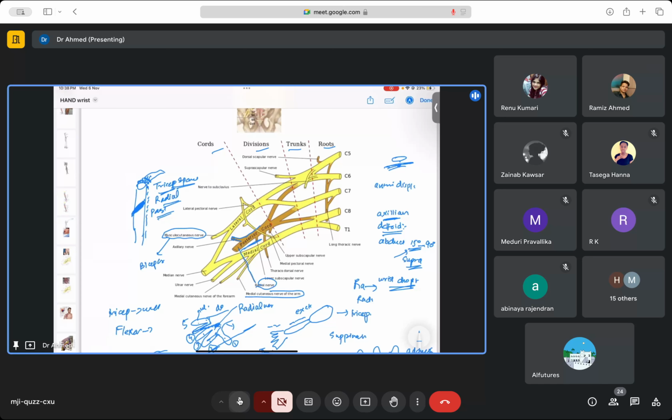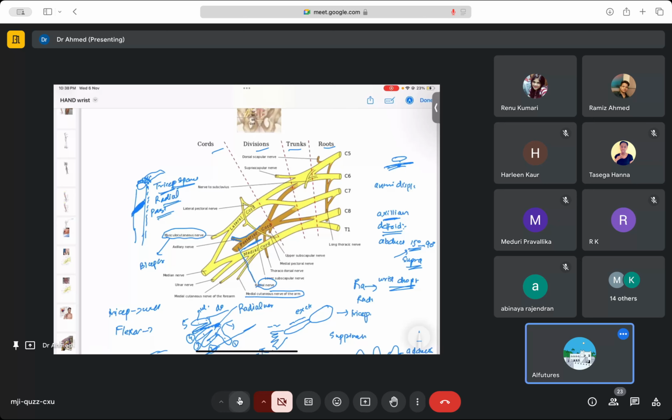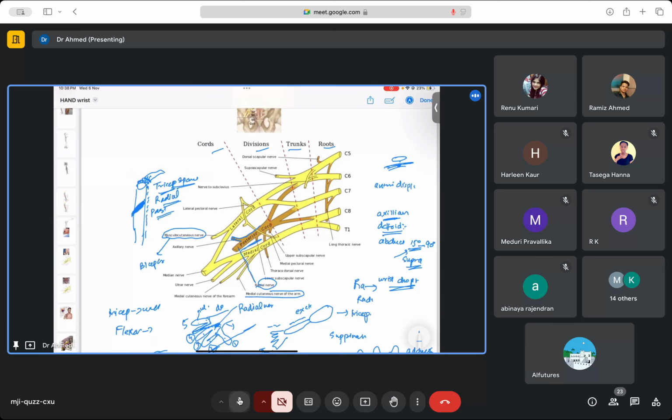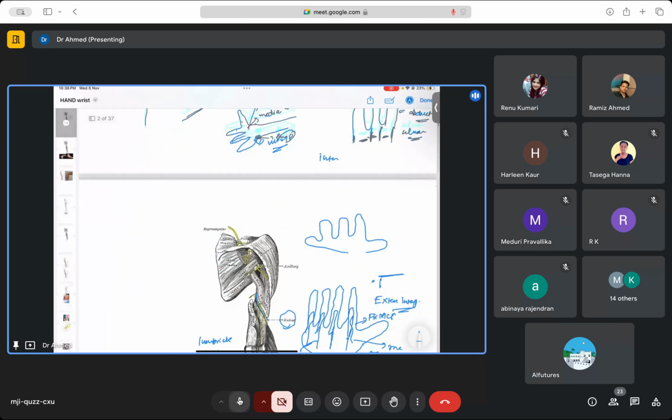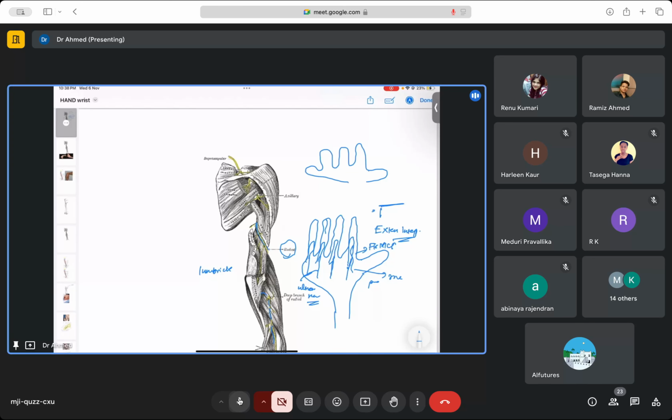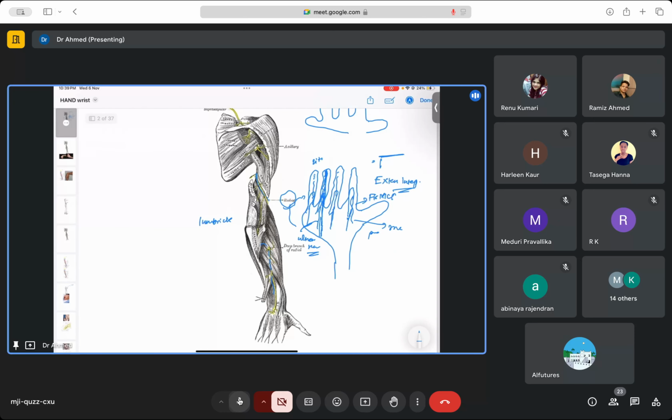So can you tell me the sensory supply of the ulnar nerve? On the palm side, let me show you here. For example, this is your palm side. It is going to supply this part, the little finger and half of the ring finger, right? And on the dorsum as well, it is going to supply the little finger and half of the ring finger.